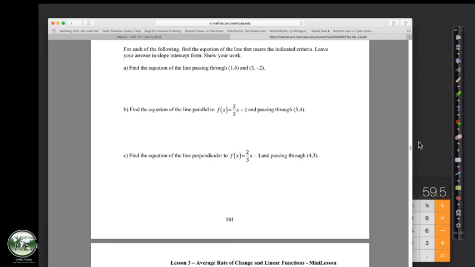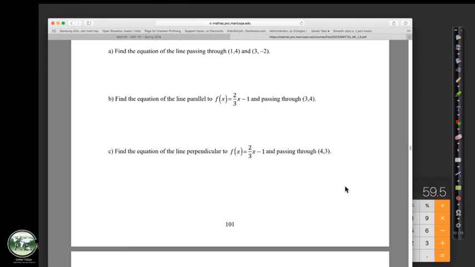So there's really just 3 things we can do here. Give you 2 points, find the equation of the line. Give you the slope and a point, find the equation of the line. And then we're also going to talk about parallel and perpendicular lines, what happens with those. Okay, so we have 2 points, as we do here in A. How do we go about finding the equation of the line? Okay, good. Make it a little bit bigger.